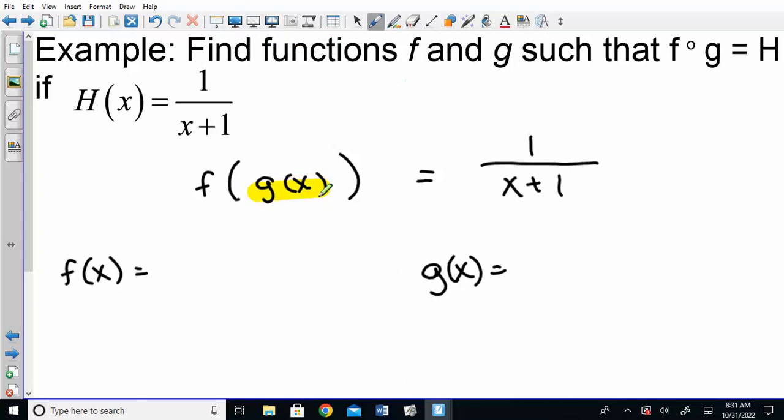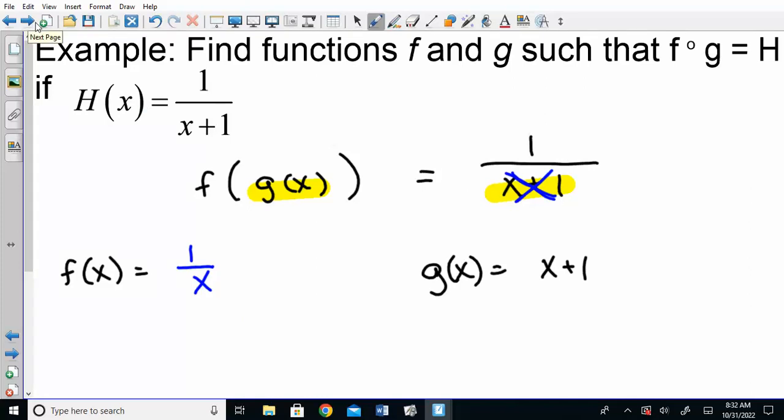G is the inside. Think about it, if I plug in a 4, what am I going to do first? The bottom. If I put a 4 in for my x, what would you do first? You would add the 1, right? So my inside is really my denominator here. So my g of x is x plus 1. So f, if you work backwards, if you take that x plus 1 out and switch it back to an x, what are you left with? 1 over x.